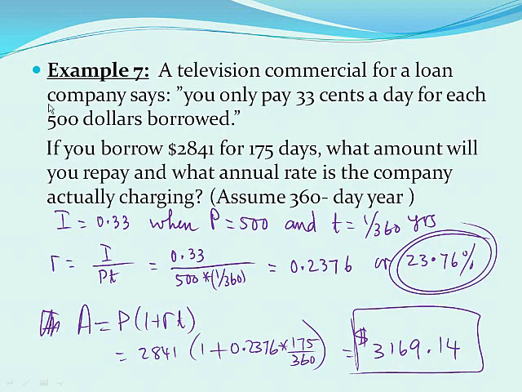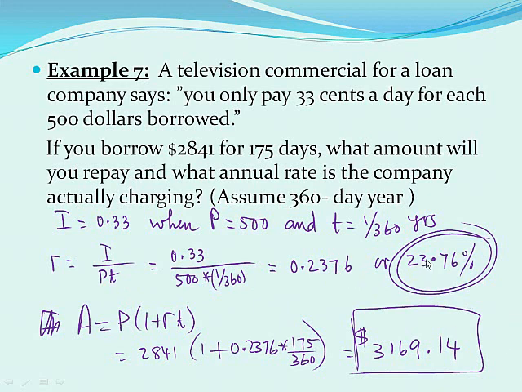A television commercial for a loan company says you only pay 33 cents a day for each $500 borrowed. If you borrow $2,841 for 175 days, what amount will you repay and what annual rate is the company actually charging? So here we need to calculate the rate first. The interest is 33 cents, or $0.33, for using $500 for just 1 day. So the time value will be 1 by 360. P value is 500. Interest is 0.33. If you substitute in the formula, R equal to I divided by PT, 0.33 divided by 500 times 1 over 360, that will give the rate as 23.76%. And this is the answer to one of the questions.